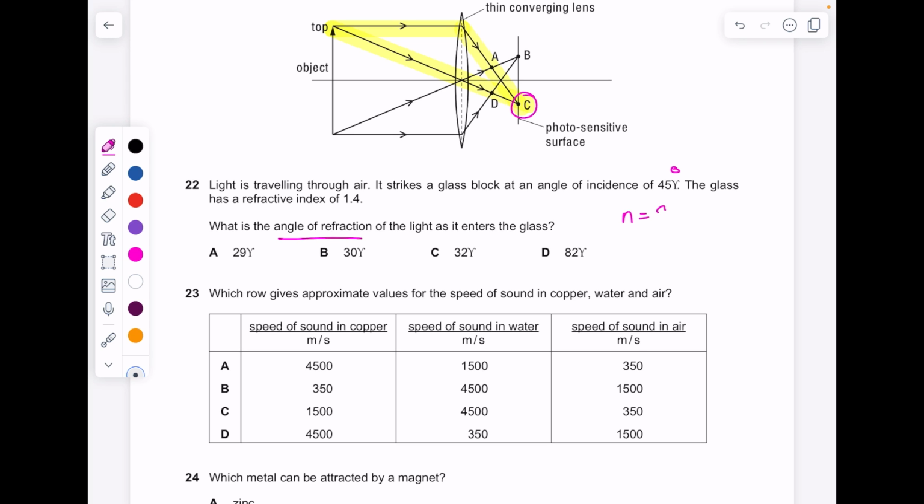So we're using refractive index n is sine i over sine r. The refractive index is 1.4, sine 45 divided by sine x. So in order to solve that, you're going to do sine x equals sine 45 divided by 1.4, and then press inverse sine on your calculator and put the result of that calculation in, and you'll get an answer of 30 degrees.